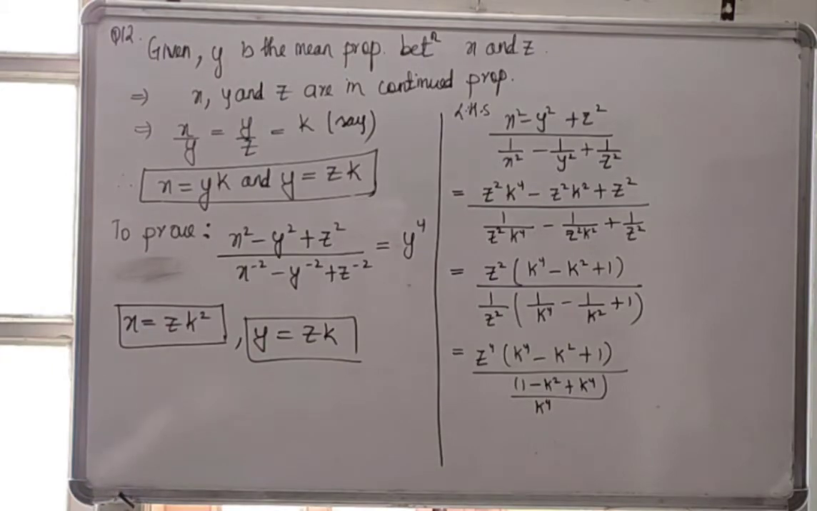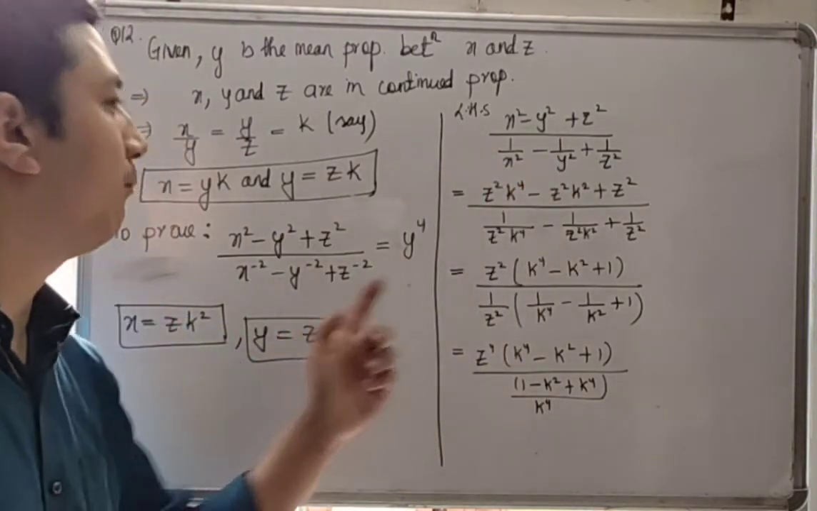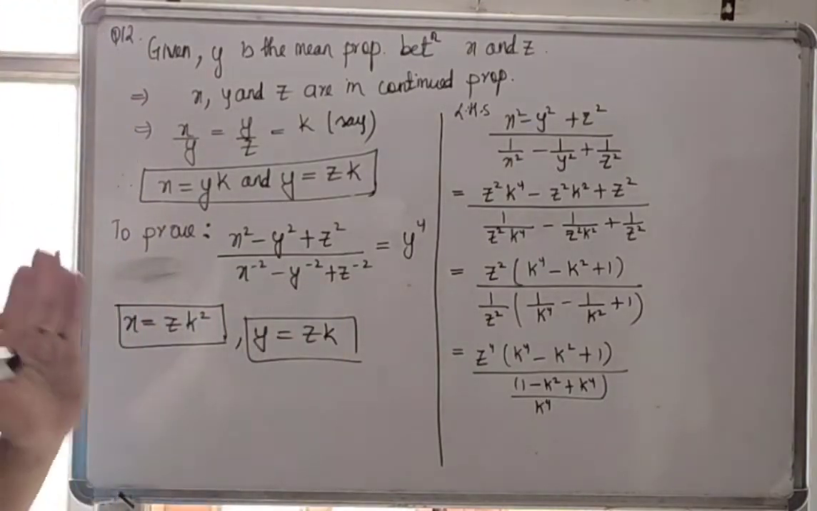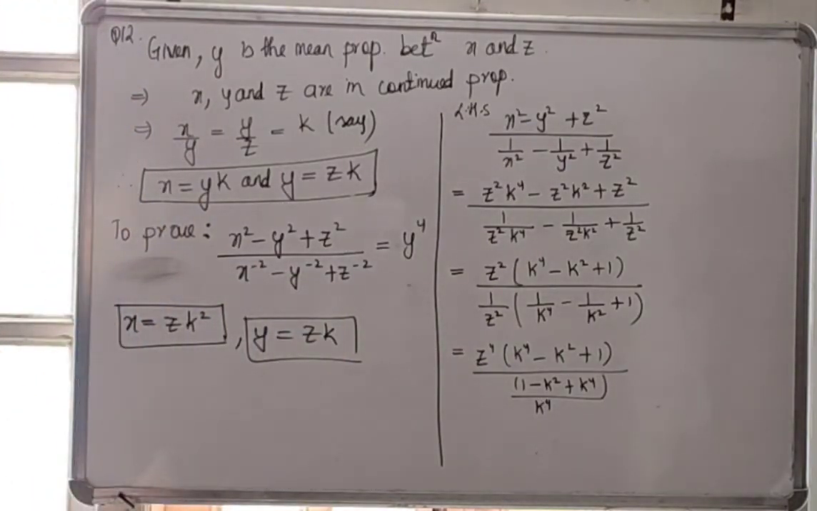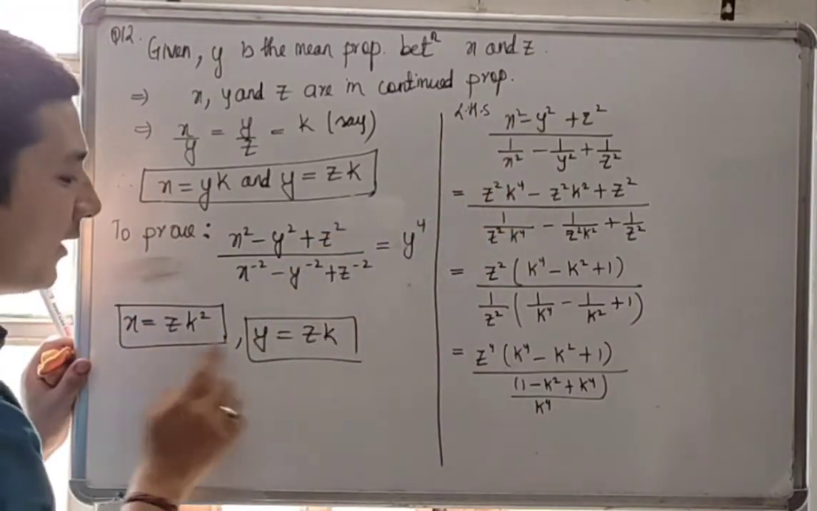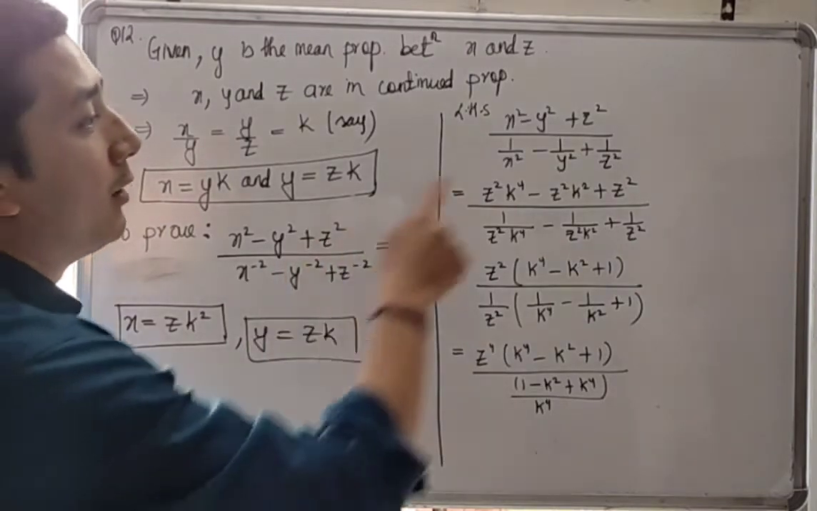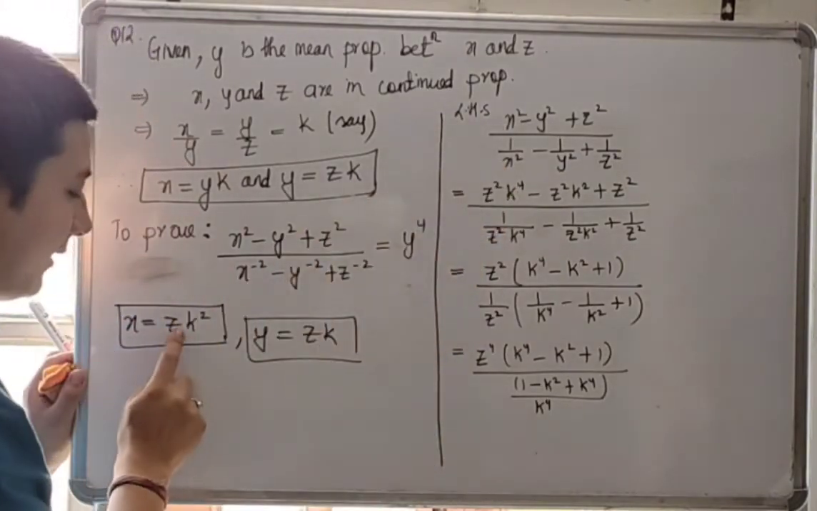Now, to the power minus 2 means 1 by x² minus 1 by y² plus 1 by z². This is clear to everyone. Okay, not a problem. What we'll do now is put the values for x and y, because I know the values for x and y in both the numerator and denominator. So you put x equals zk².